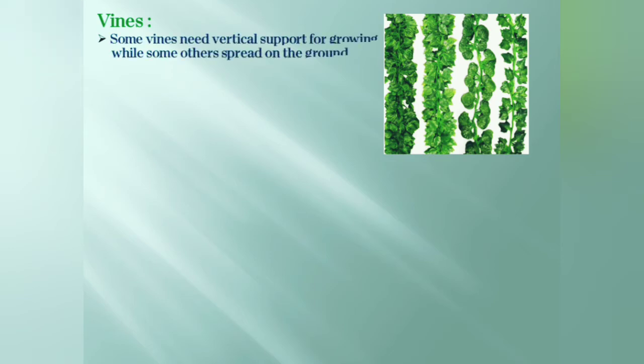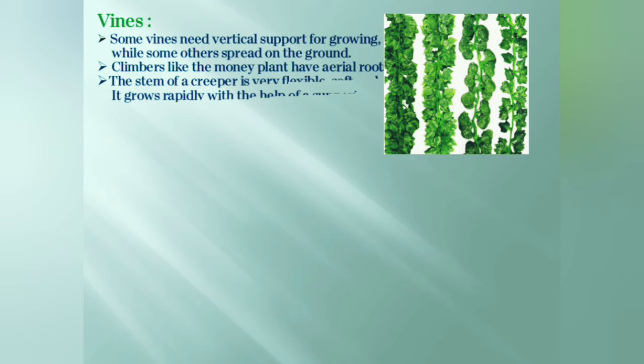Now the next one is vines. Some vines need vertical support for growing while some others spread on the ground. Climbers like the money plant have aerial roots. The stem of a creeper is very flexible, soft and green. It grows rapidly with the help of a support.